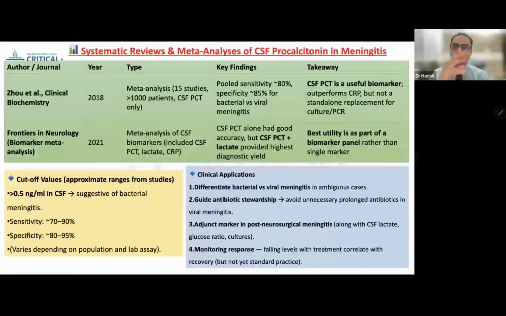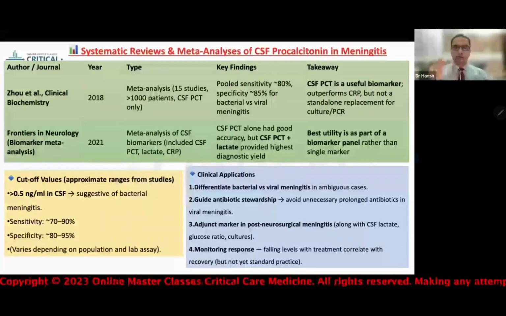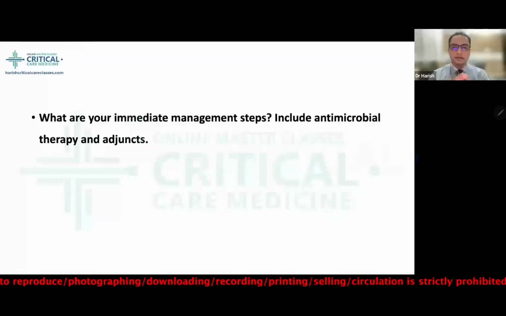You started the therapy, and if the procalcitonin has decreased by some percentage, it tells you there is a response to therapy, particularly in neurosurgical patients. If they have an EVD or Ommaya reservoir, you can send the CSF procalcitonin and see the decreasing trend, which tells you that your antibiotics are working in that particular patient. So remember this table.